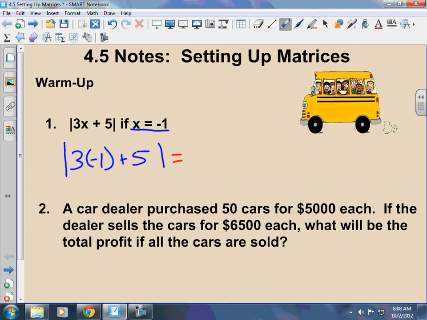So 3 times -1 is the absolute value of -3 plus 5. You cannot take anything out of the absolute value until it's simplified. Okay? So this equals the absolute value of 2, which equals 2. So now I'll put that in my calculator to check. Did everybody get 2? Okay.